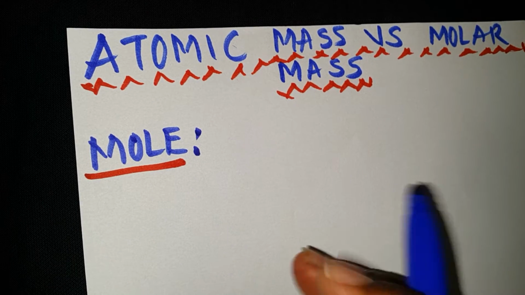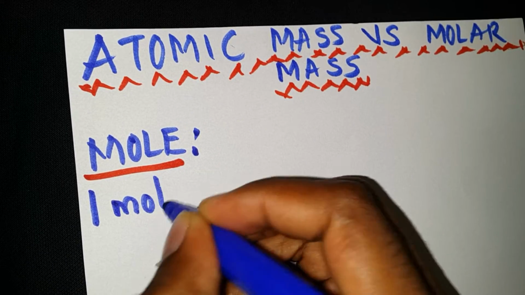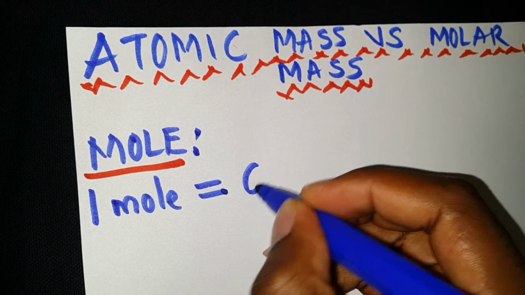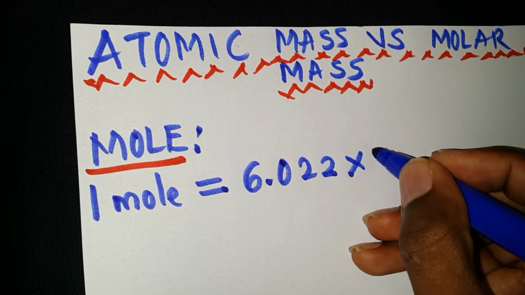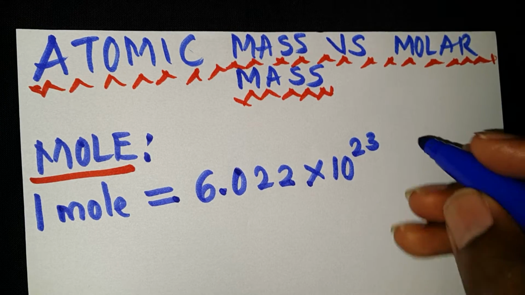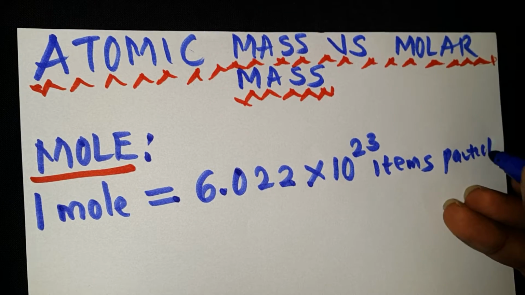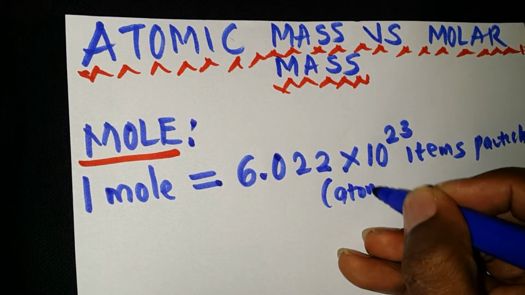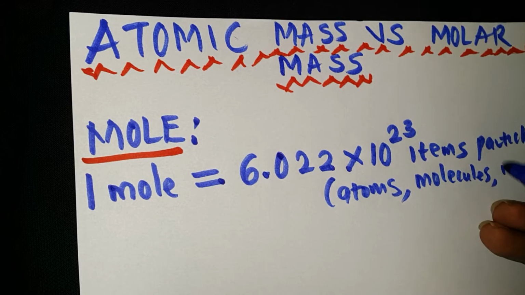So 1 mole of any element is always 6.022 times 10 raised to the power 23 items, particles, or you can call it atoms, molecules, or ions.